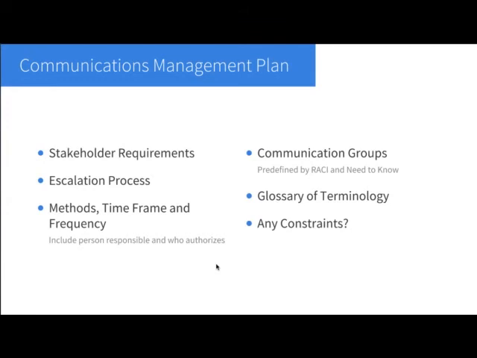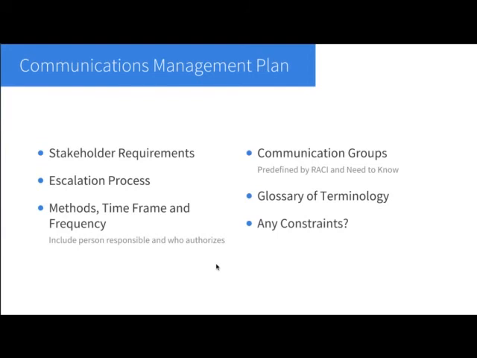How do you escalate something? If something goes wrong, how do you run it up the flagpole? Who do you talk to? Who is in charge of talking to the main stakeholder, basically? You can look at methods, the time frame, and the frequency of communications around things, and we're going to look at that a little more deeply in a minute.